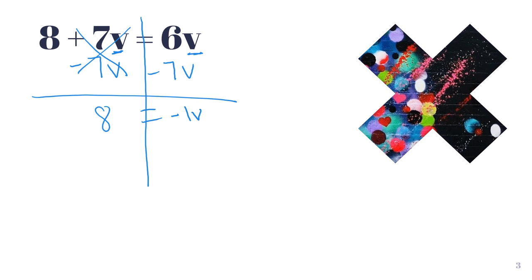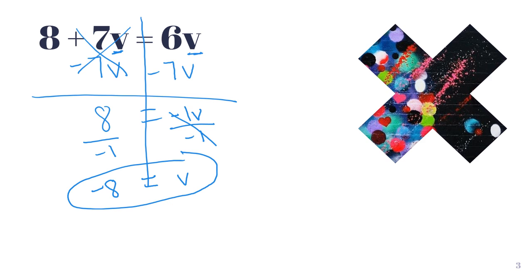So now I have a negative 1v. That does not tell me what v equals. So now I have to divide both sides by a negative 1. So when I do that, negative 1 divided by negative 1 cancels each other out. So I get that v equals, what is 8 divided by negative 1? Negative 8. So v equals negative 8.